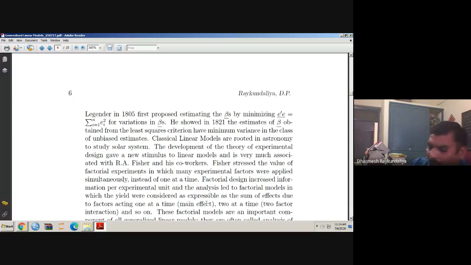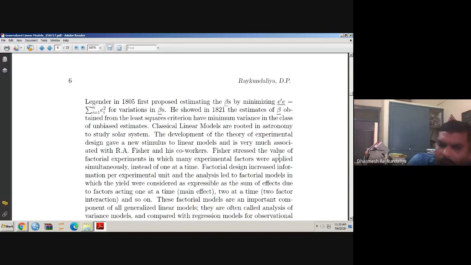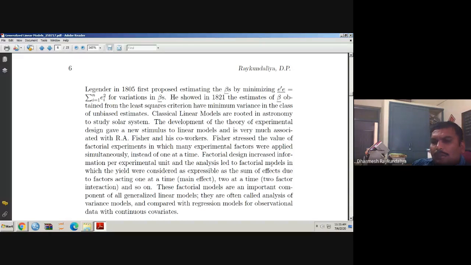That means in a factorial experiment, you have seen if there is a main effect and if there is an interaction effect. Main effect means it is nothing but the impact of a factor at a time, and it will be observed through the yield. And if you have a two-factor interaction, that means two factors at a time, and so on. These factorial models are an important component of generalized linear models.